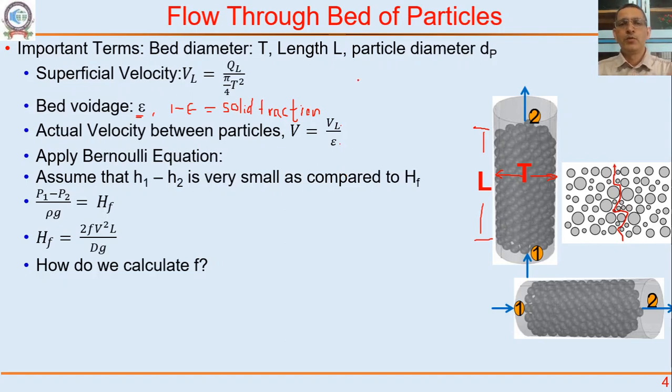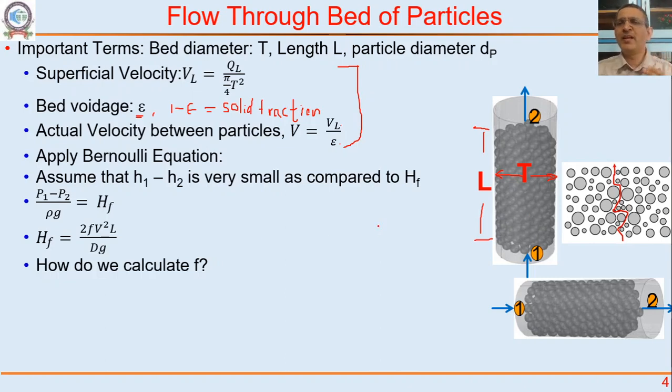Okay. So get these things clarified for yourself. Then only we'll go forward. Now we apply Bernoulli's equation between 1 and 2, either vertically or horizontally. What can we say? If I say vertically, H1 minus H2 is very small as compared to HF. Horizontally, H1 and H2 cancel each other out. Vertically there is a term H1 and H2 remaining.